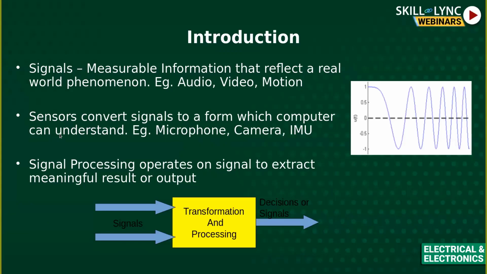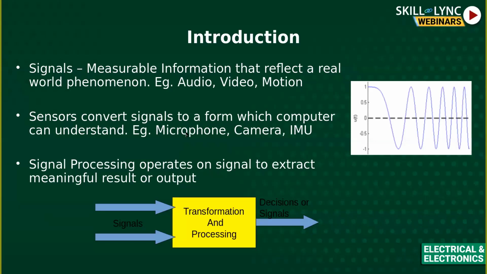So all these signals that you have in the real world can be measured with sensors. Sensors are common in all signal processing systems, and sensors are devices which convert real world signals into a form which a computer can understand. Some examples of sensors are a microphone, which captures audio. Then there is a CMOS camera, which captures videos. And then there is an inertial measurement unit, or IMU, which captures motion.